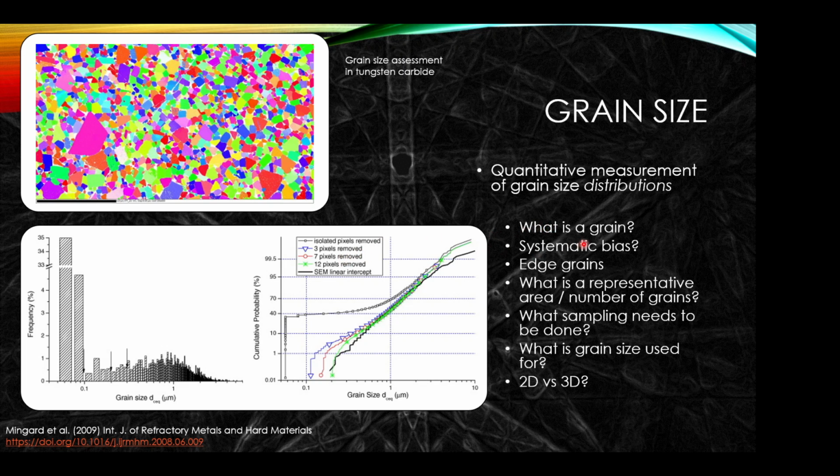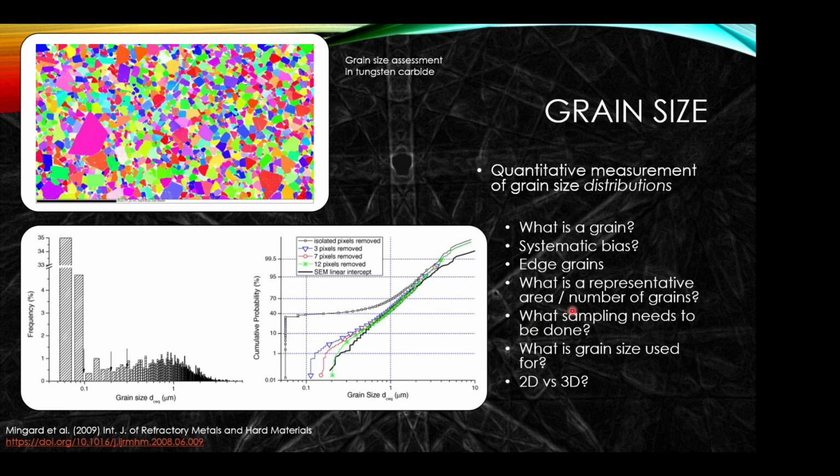Are there systematic biases in our sampling? For instance, are we missing very small grains or very large grains? We have to be careful to consider the edge grains in our problem. We have to consider what is a representative area of our sample and how we have sectioned to obtain that. What is the representative number of grains responsible for describing this distribution function? That's important especially for the fine grain material and the coarse grain samples.